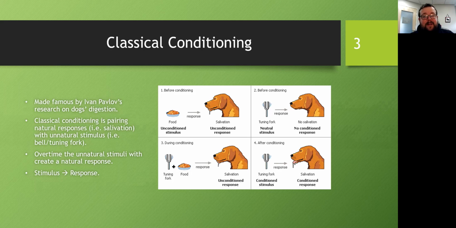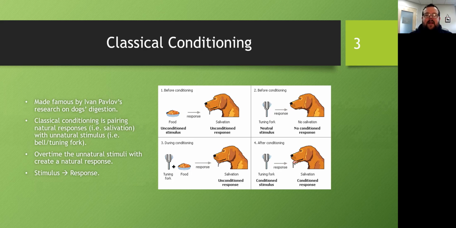So the artificial stimulus could be a tuning fork. Every time the tuning fork occurs, the dog has learned that food should be associated. But the beauty of this is that even if food's not associated, the tuning fork will still create the salivation response. So over time, an unnatural stimulus will create a natural response.